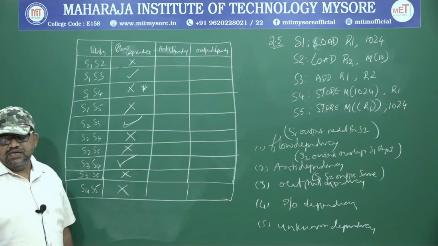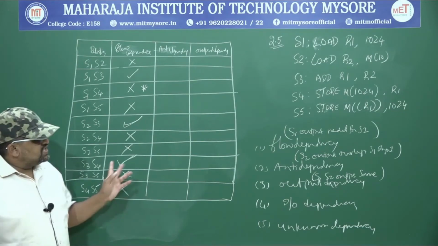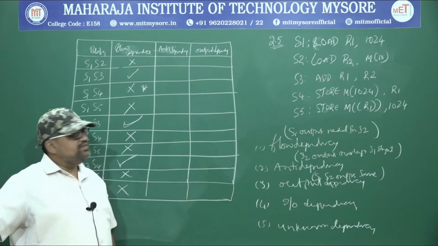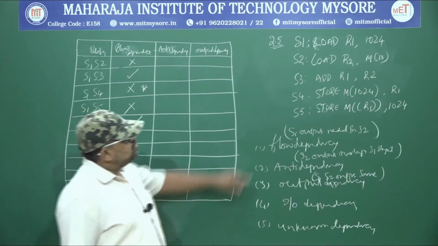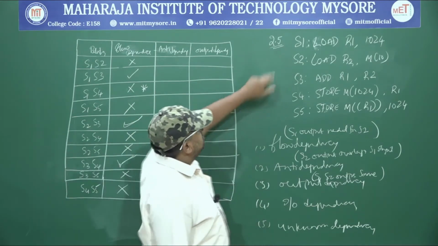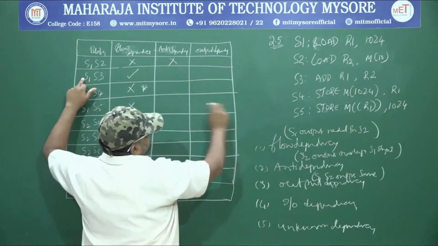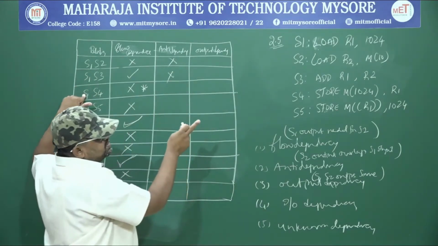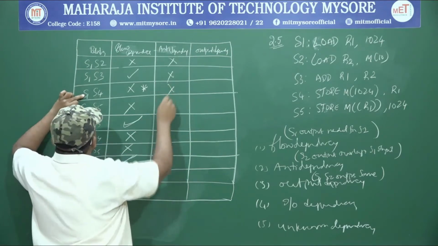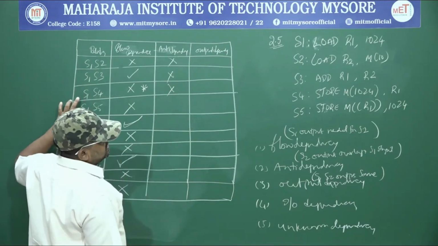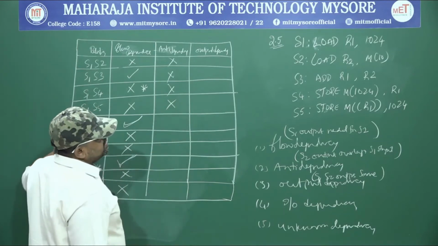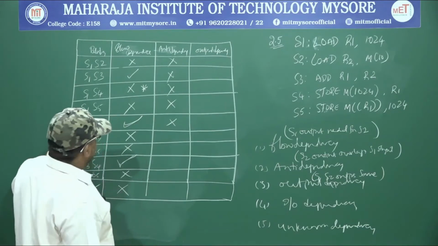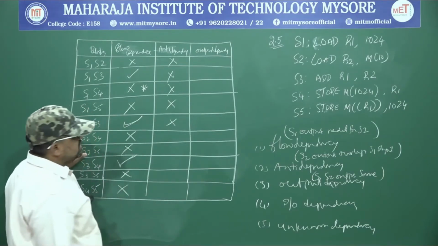Coming to the anti-dependency, what does the anti-dependency say? S2 output should overlap the S1 input. Now S1 and S2, does this overlap? No. S1 and S3, does this overlap the input? No. S1 and S4, does this overlap? No. And then 1 and 5, does it overlap? No. Now again coming to 2 and 3, does it overlap? No, because the outputs are the same but it doesn't overlap.